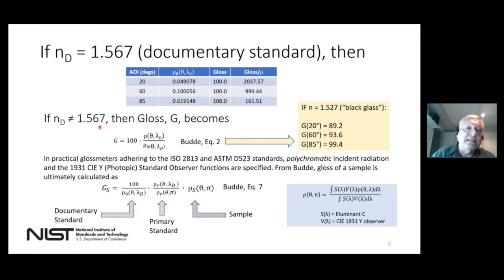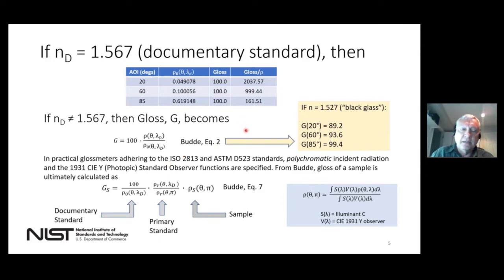Now, if n sub d does not equal 1.567, then the gloss is 100 times rho of the sample at the d line for each of the 3 angles, divided by rho of the documentary standard at each of the 3 angles. Note this is a monochromatic calculation made at 589 nanometers.